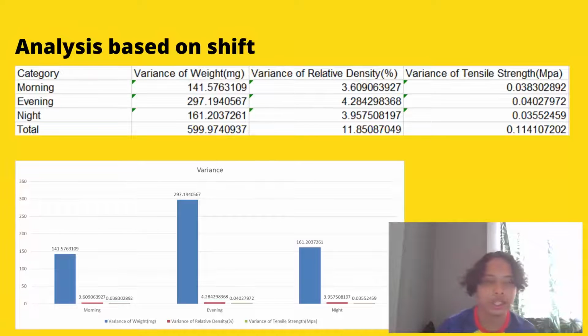This is the analysis based on shift for variance. Based on the table and the bar chart, we can see that the morning shift has the lowest variance, which means it has the most consistent production.